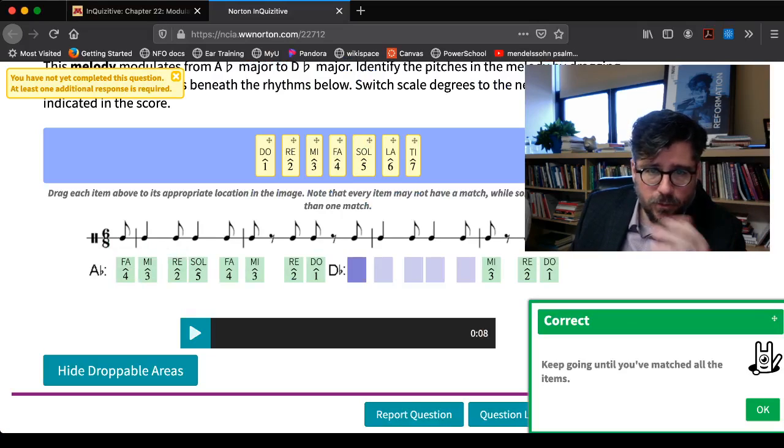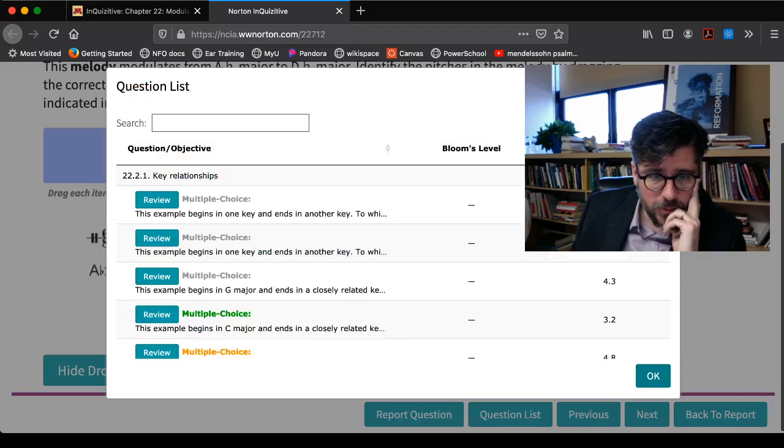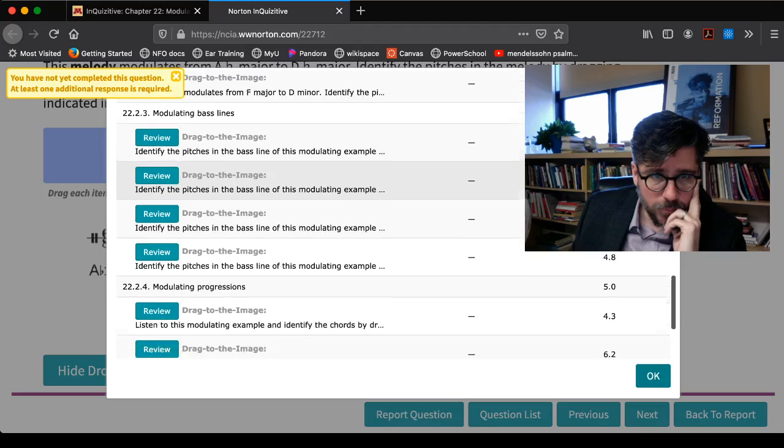It's kind of nice when they give you the other key here. So I think that's pretty clear. It gives you the rhythm. I think these are really straightforward. I like those questions. Let's listen to some different ones.